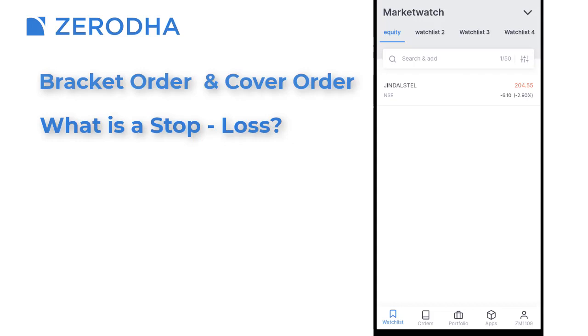For example, if you enter a trade at 1 lakh rupees and you want to limit your loss to 5,000 rupees, so you're thinking more than 5,000 I don't want to lose, then you can stop it using a stop loss. That is called a stop loss.